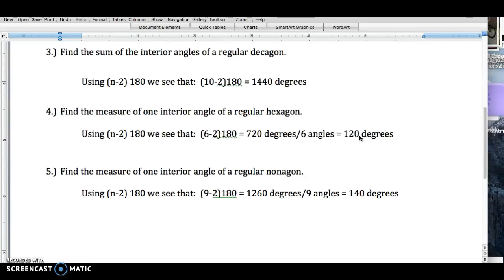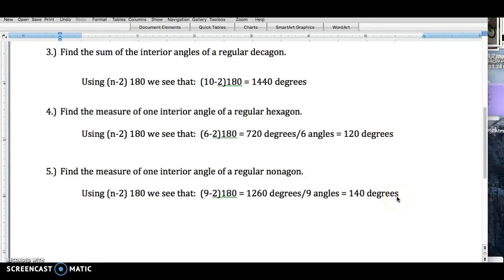So n minus 2 times 180 for the total of the angles, and then divide by the number of sides. So try one more of these. Now number 5, find the measure of one interior angle of a regular nonagon. So nonagon is 9. So by using the n minus 2 times 180, we see that 9 minus 2 times 180, so 7 times 180 is 1260 degrees. So that's the total. If we divide by the 9 equal angles, we end up with 140 degrees for each interior angle.